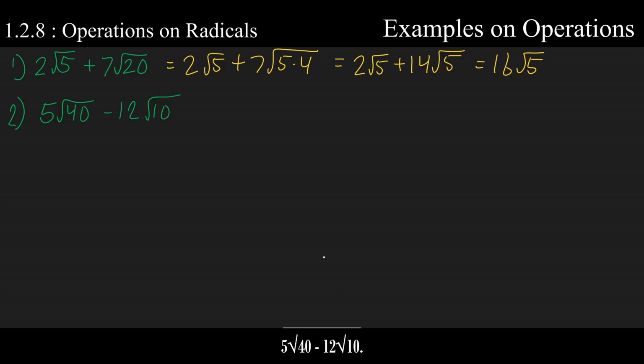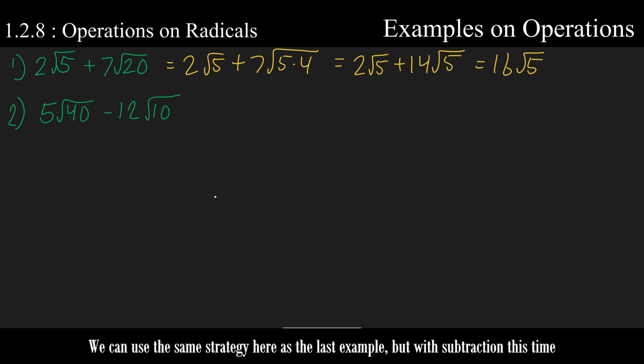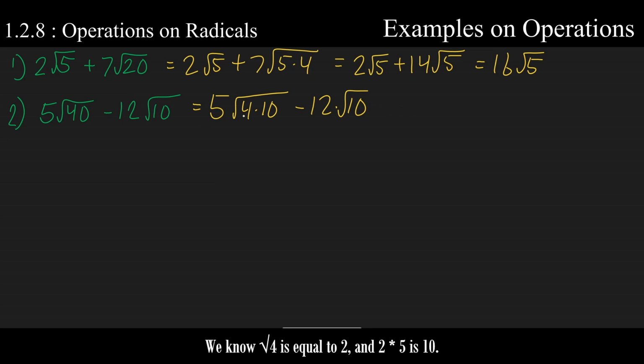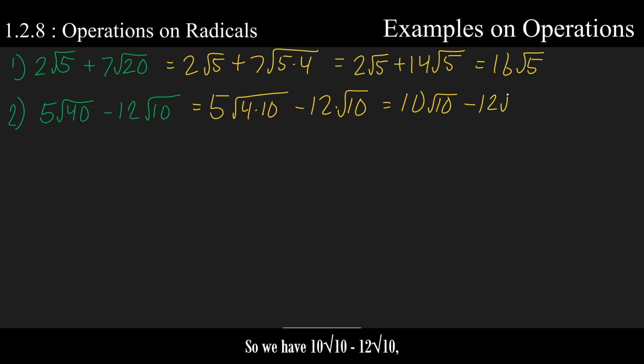Number 2, 5 times the square root of 40 minus 12 times the square root of 10. We can use the same strategy here as the last example, but with subtraction this time. We have 5 times the square root of 4 times 10 minus 12 times the square root of 10. We know the square root of 4 is equal to 2. 2 times 5 is 10. So we have 10 times the square root of 10 minus 12 square root of 10, which equals -2 times the square root of 10.